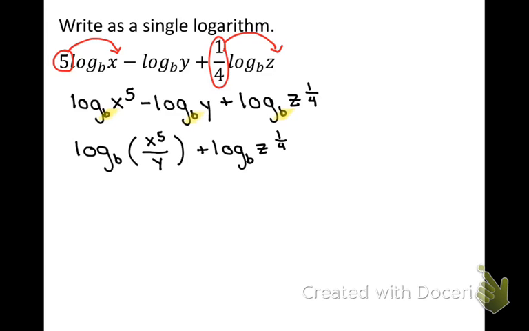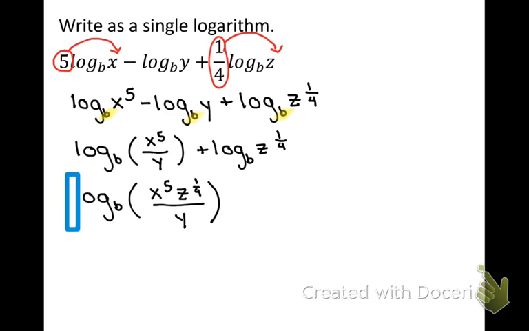Now, these two logarithms, still with the same base b, are connected by addition. So the way I'm going to combine these now down into a single logarithm is I'm going to multiply them. So that z to the 1/4 is going to hang out in the numerator with the x to the 5th. So I'm going to have log base b of x to the 5th z to the 1/4 over y. And that would be my final answer.